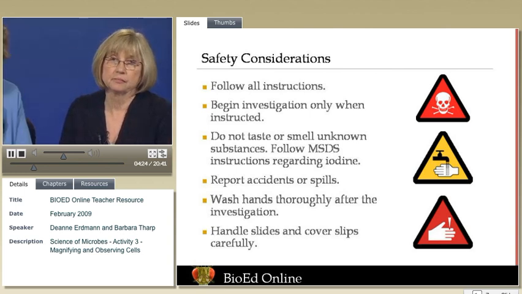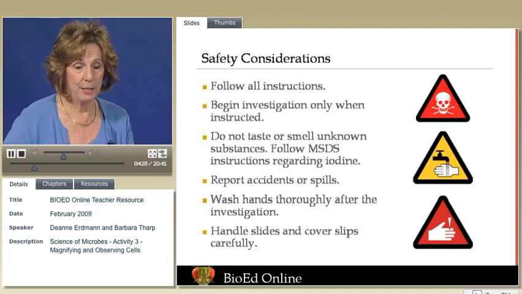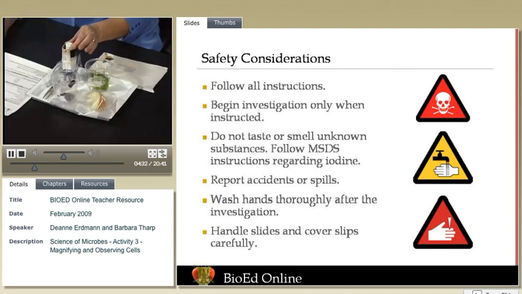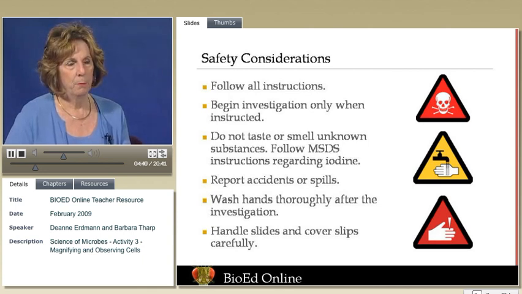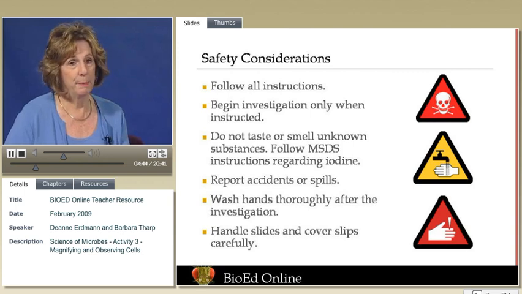Just as we were talking a minute ago with the material safety data sheet, with this particular activity, the iodine certainly is toxic if it was ingested. If it gets on your skin, it doesn't hurt anything. It will just have to wear off. If it gets on your clothing, the only thing that's going to take it out is a pair of scissors. So the parents aren't going to be very happy.